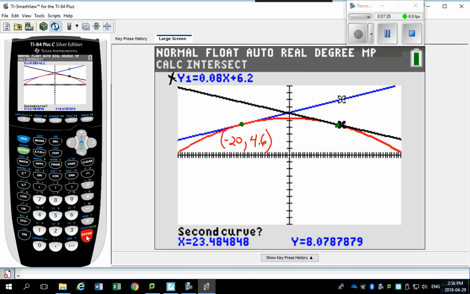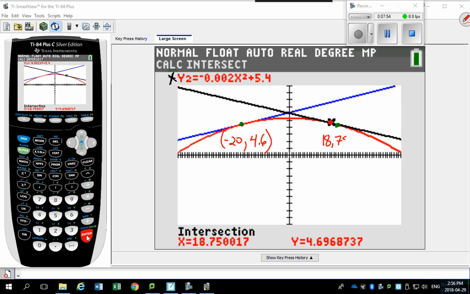Okay. Now I want to find the intersection between the black line and the red parabola. Well, I'm on the blue line now. I don't want to be on the blue line. I want to be on the red line. So again, cycle it through. No. Ah, there I am. And just keep hitting the buttons until you find the right answer. Hit enter, guess, and look at that. It's going to give us a really pretty number of 18.75, which is here. 18.75, okay, decimal 75, at a height of looks like 4.70. Perfect. There's our two solutions.